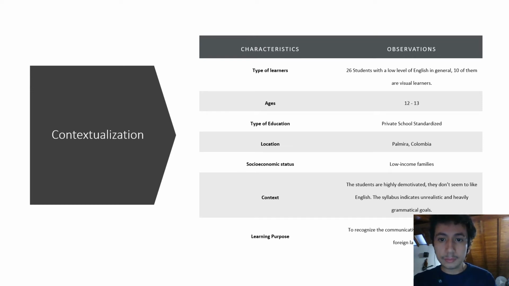Context: the students are highly demotivated. They don't seem to like English. The syllabus indicates unrealistic and heavily grammatical goals. Learning purpose: to recognize the importance of English as a foreign language.